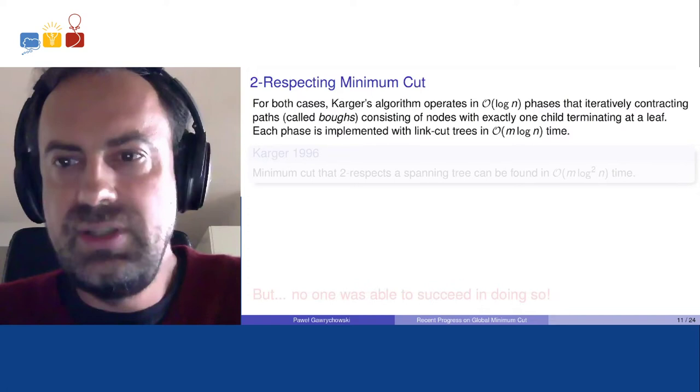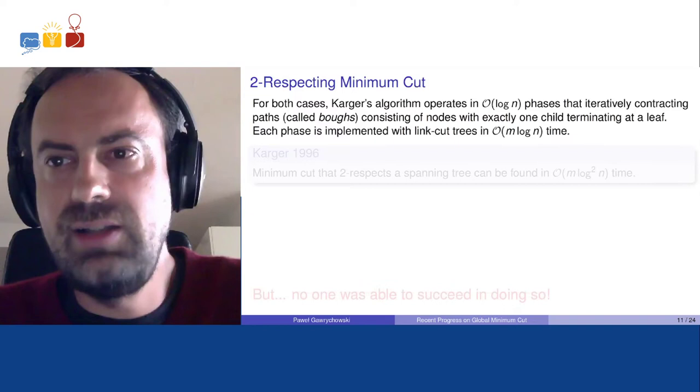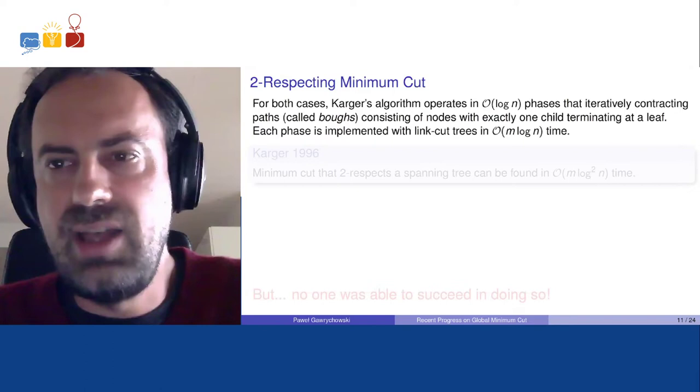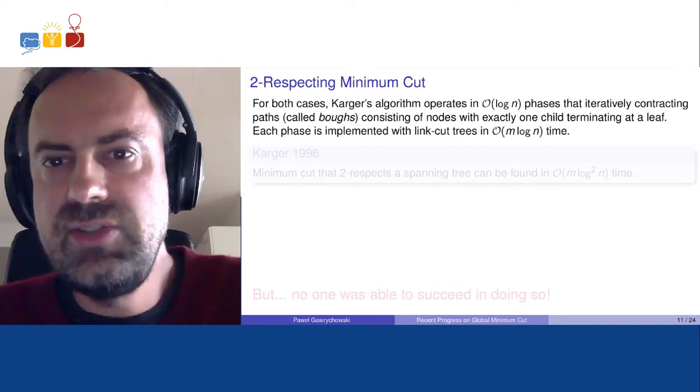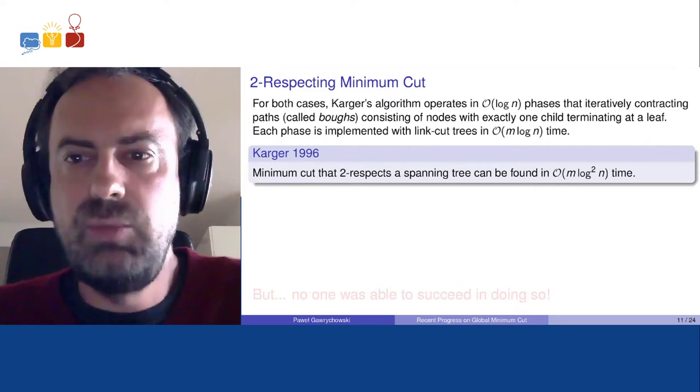It's something used in parallel algorithms for contracting things. It operates in log n phases, and something's happening in those phases. I don't want to describe this. Inside each phase, he had to use linked trees, and linked trees take log n time per operation. There were log n phases and m operations in each phase. So the outcome was that the running time was m log squared n.